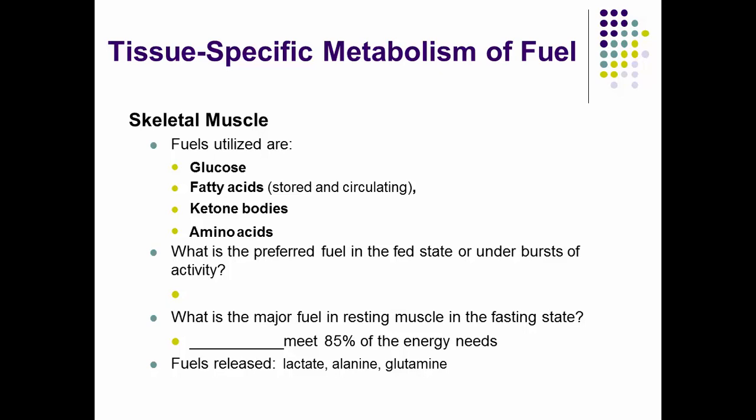So what is the preferred fuel in the fed state or under bursts of activity? So it's quite different, right? So basically, it's glucose, right? Glucose is the preferred fuel for skeletal muscle during the fed condition or during exercise. And what is the major fuel in resting muscles or in the fasting condition? We don't consider exercise. During the fasting condition, what are the major energy fuels for skeletal muscle? Do you guys know? Fatty acids, yes.